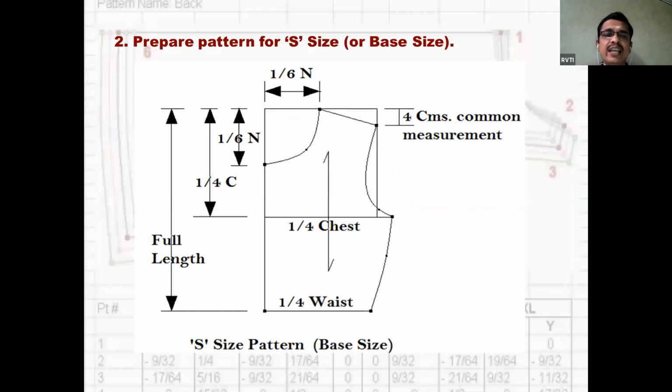Actually, here I am just telling the basic concept only. So approximately I just apply the proportion, the variable quantity. Here 1/6 neck variable quantity. We are applying the chest measurement at 1/4 variation. Here 1/4 chest, here 1/4 waist, here full length, and here 4 centimeter common measurement. In that way we are drafting the pattern.